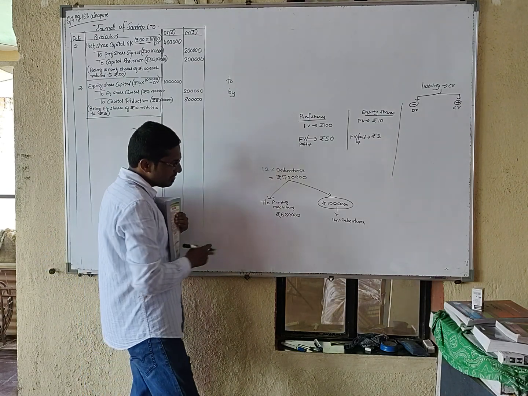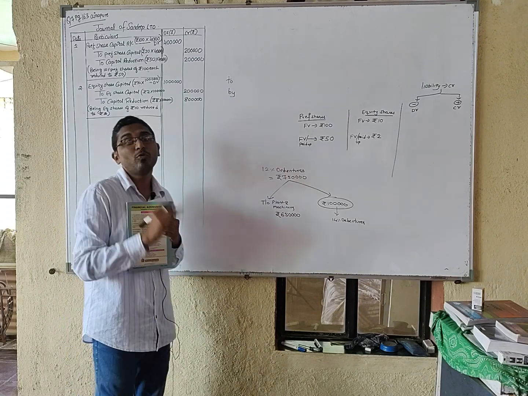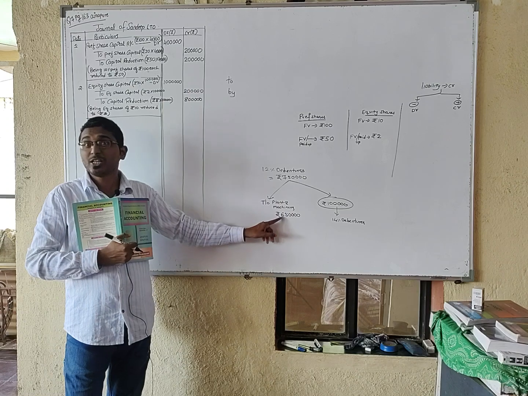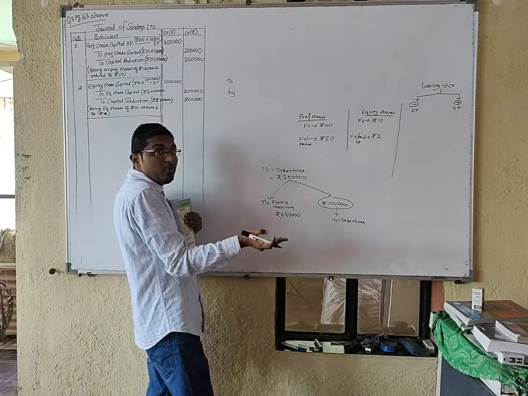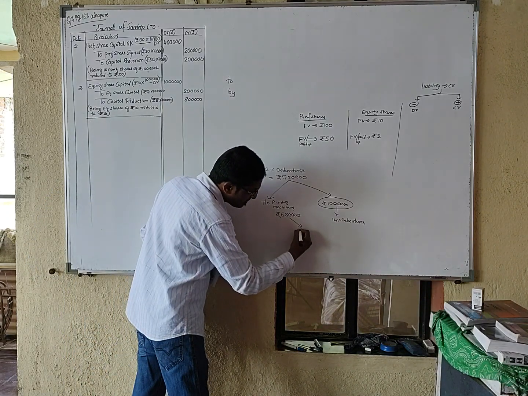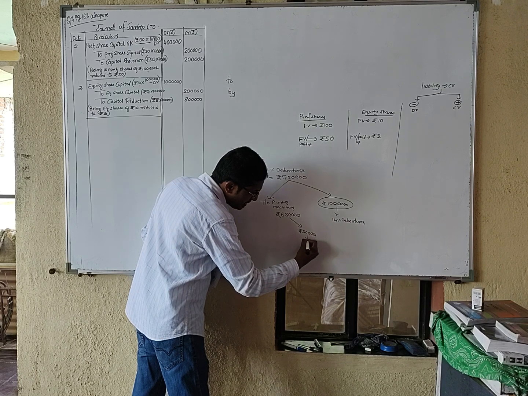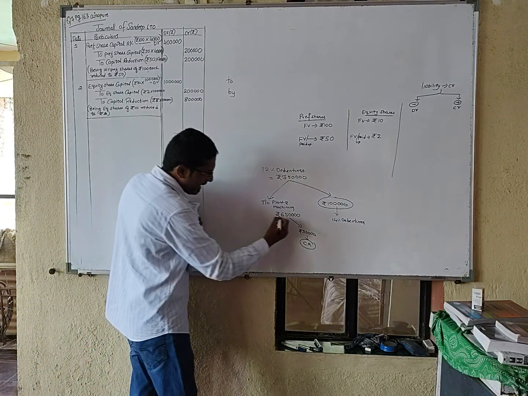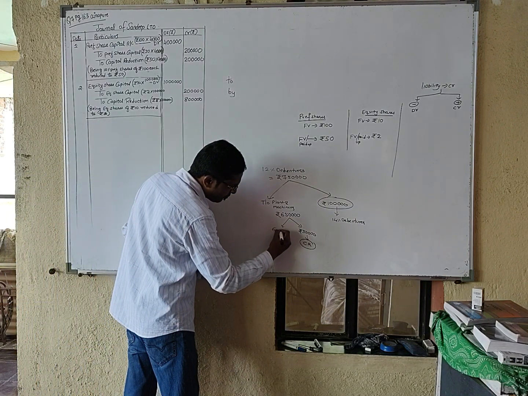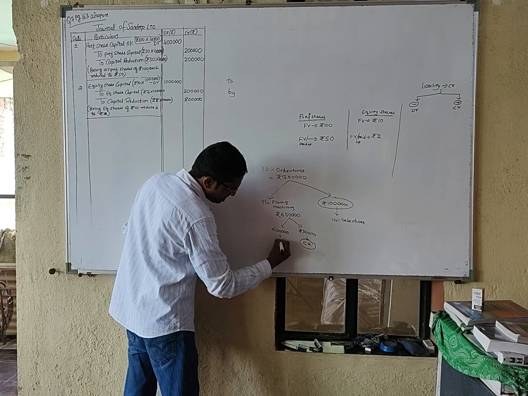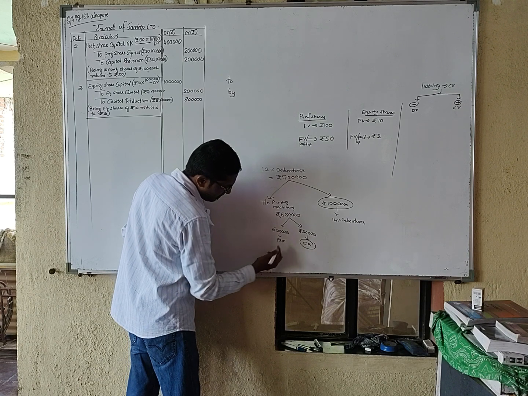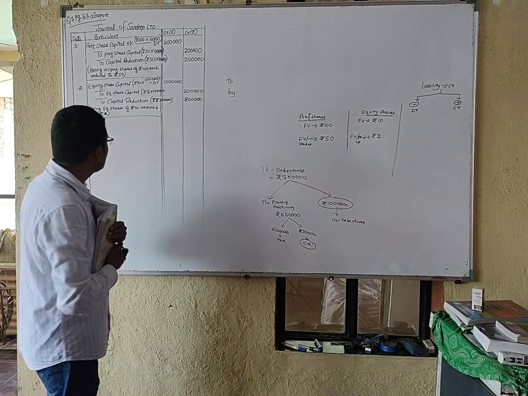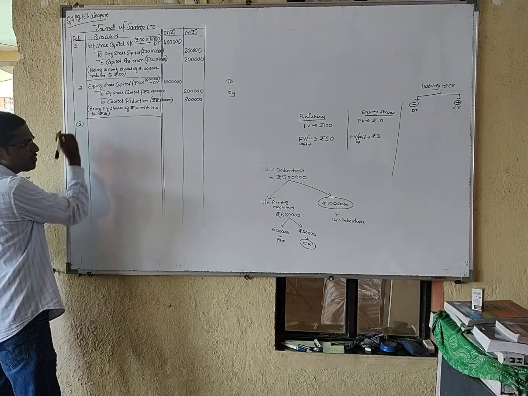Now students, the plant and machinery book value was how much? 6 lakh. And debenture holder took over plant and machinery for how much? 6,50,000. So plant and machinery's value increased by how much? 50,000. This 50,000 will go to capital reduction account credit, and plant and machinery account will be credited by how much? 6 lakh rupees.